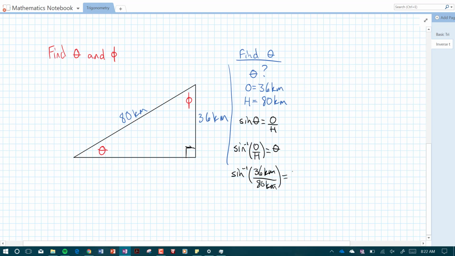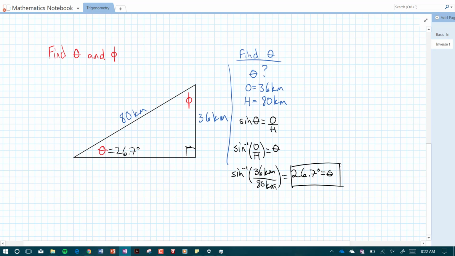Kilometers cancel. We plug that into our calculator, and since we want our angle in degrees, let's make sure our calculator is in degree mode. On most TI calculators, to get to the inverse trig functions, you hit second, and then you go to the regular trig function. So I'm doing inverse sine of 36 over 80, which gives me 26.7 degrees. And that's our angle theta. So theta is equal to 26.7 degrees.